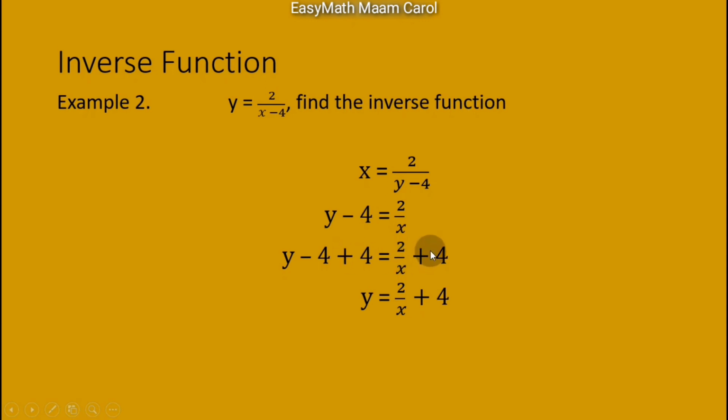So, we do plus 4 on both sides of the equation. That's why ma-neutralize ito, mawawala. The only thing that will remain is y. And then, ito na yung final niya. So, this equation, y is equal to 2 over x plus 4, is the inverse function of this. This is f. Y is equal to 2 over x minus 4.